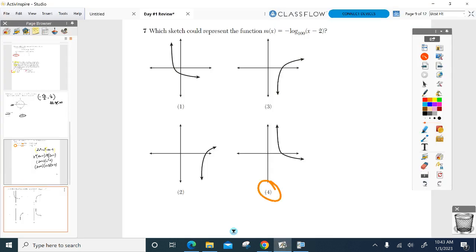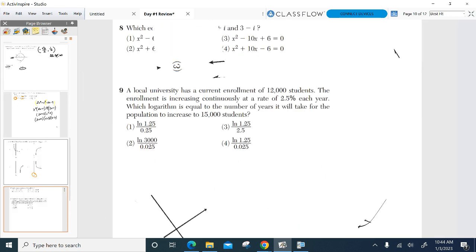So everybody good? Choice 4. Another free 2 points. If you want to see more of the graph, you go to zoom 0, zoom fit. Questions, comments? Okay, let's keep moving because we do have some math here to go.